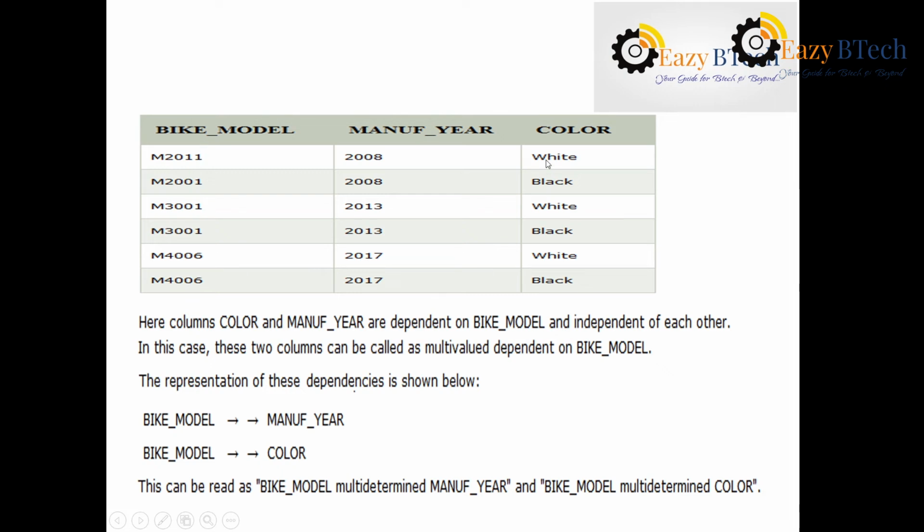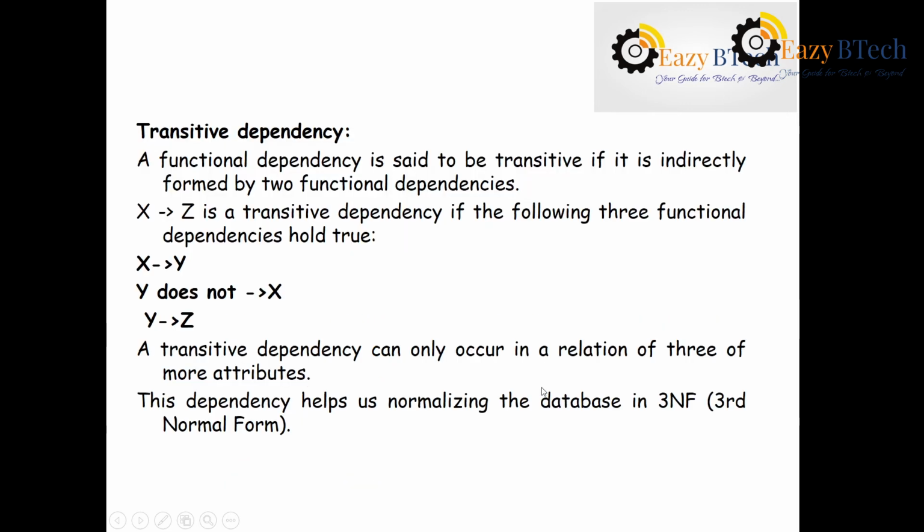Okay, we have Nano cars, either yellow or red, for example, yellow or red, yellow or maroon only. They are releasing in 2008, 2013 and 2017. In these years, the designing colors are white and black. Okay, this particular model depends upon the year as well as the color. This is called a multi-valued dependency.